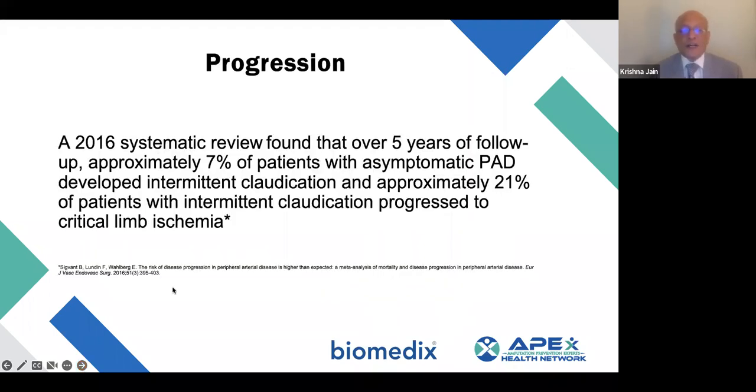How does the disease progress? In 2016, a systematic review found that over 5 years of follow-up, approximately 7% of patients with asymptomatic PAD developed intermittent claudication, and approximately 21% of these patients progressed to critical limb ischemia. That means they could lose their limb. So this disease is progressive. I always say, people talk about cancer, but atherosclerosis is worse than cancer because atherosclerosis you cannot cure, but cancer you can cure.